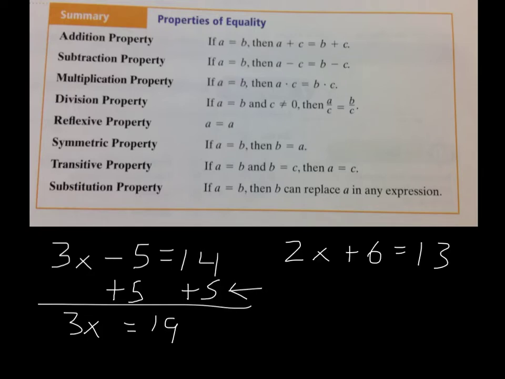Next, the subtraction property of equality states very similarly, if you subtract the same thing from both sides of an equation, you get equivalent equations. Here we subtract 6 from both sides, and we get 2x equals 7. Right here, we have used the subtraction property of equality.